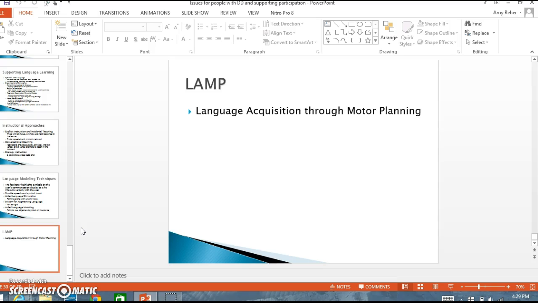Like I said, there's an entire website. If you just Google LAMP, you'll find it, where it explains it in more detail. There's also an app now that you can use that's a LAMP AAC app, which is also a really good one to use. So those are a few of the instructional approaches that you can use when you are supporting emerging communicators with their AAC systems.